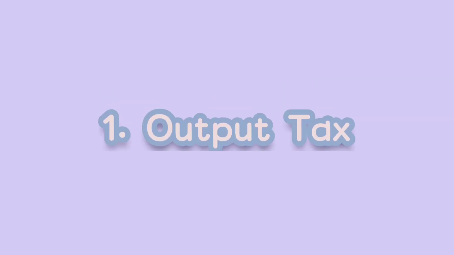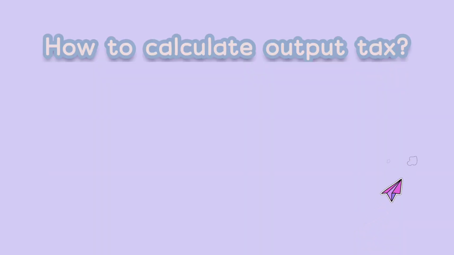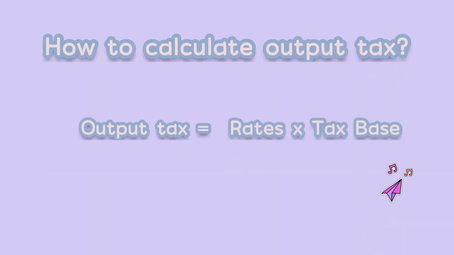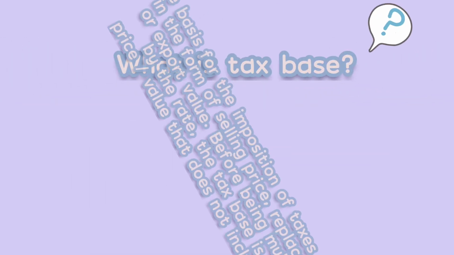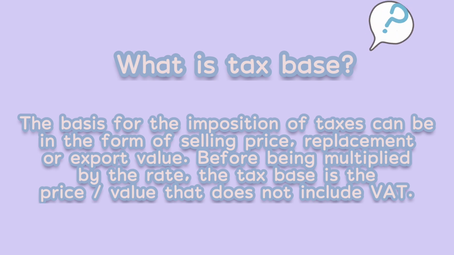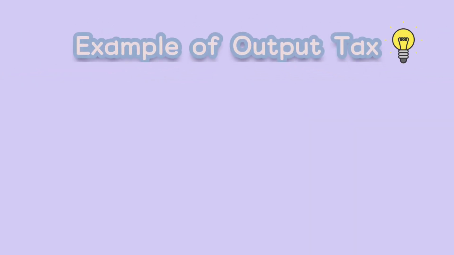Okay, first is output tax. How to calculate output tax? The formula of output tax is rates multiplied by tax base. How much is the rate? The rates are 10%. And what is tax base? Tax base is the basis for the imposition of taxes, can be in the form of selling price, replacement, or export value. Before being multiplied by the rate, the tax base is the price or value that does not include VAT. Next, we will discuss the example of output tax.